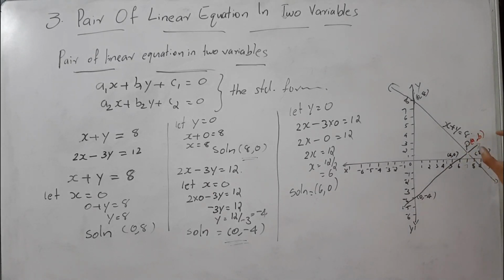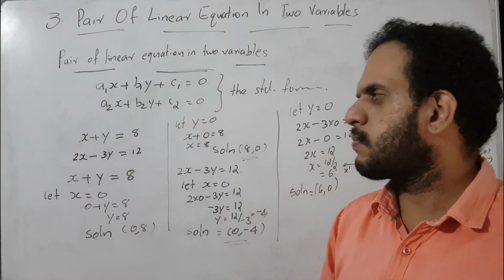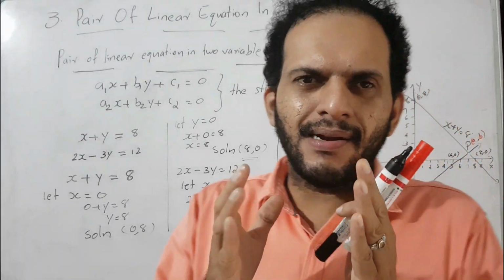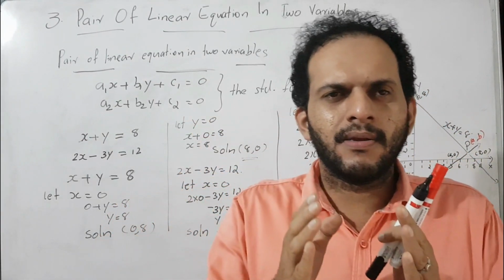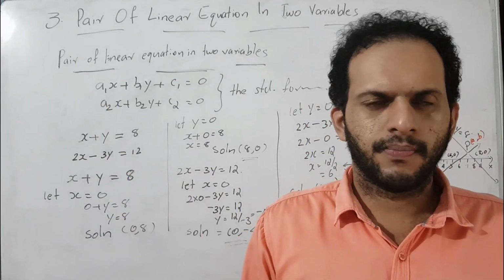So this is the common solution of x + y = 8 and 2x - 3y = 12. That means if the graphs intersect at one point, that point is the common solution of the pair of linear equations.